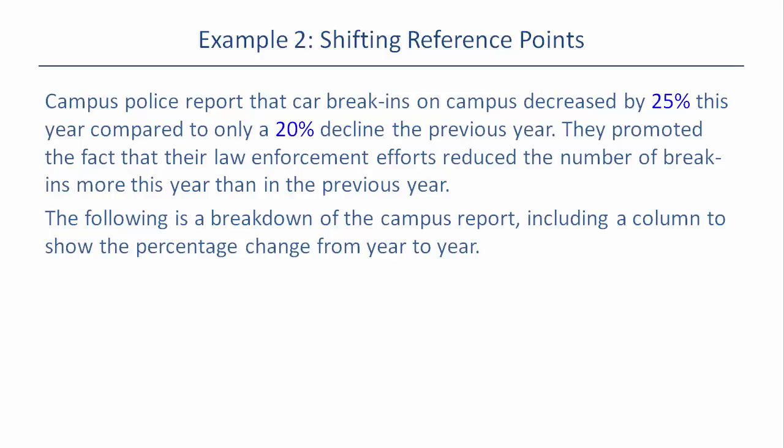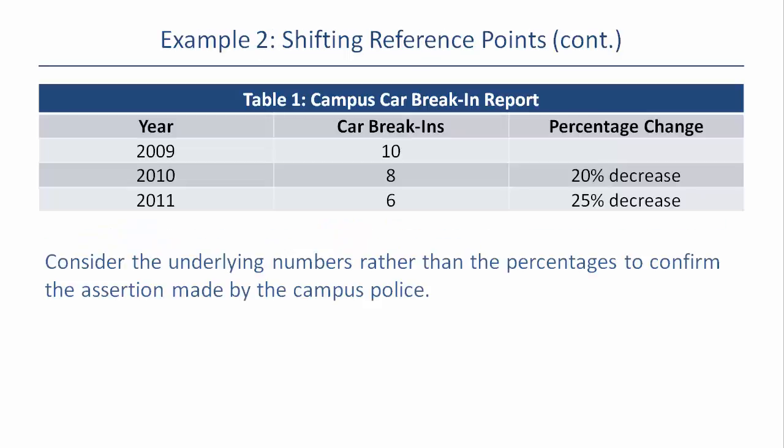Right, so they're saying it went down 25% this year. Last year it went down by 20%. So have they reduced the number of break-ins? It's obvious that they have decreased the percentage, but have they decreased the number? And the answer is quite possibly no. Think about if you started with 10. If you go down to 8, that's a 20% decrease. If you now go down to 6, that's a 25% decrease, and you have the exact same number of break-ins lost.